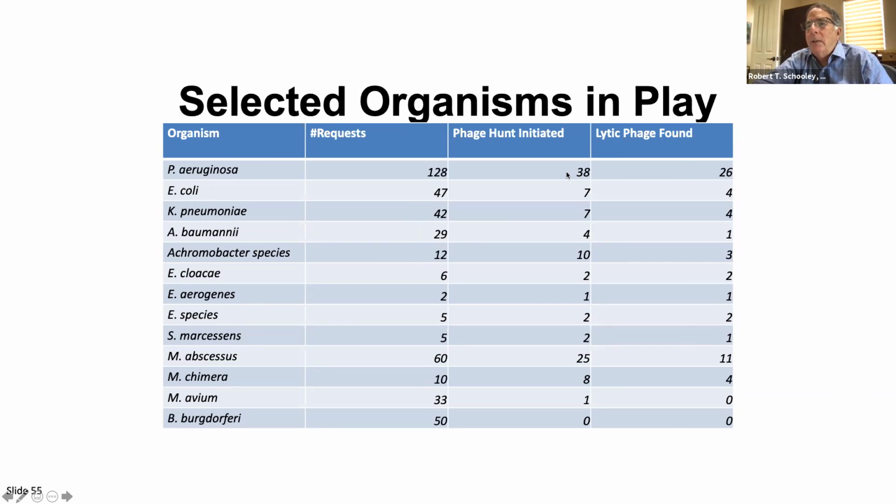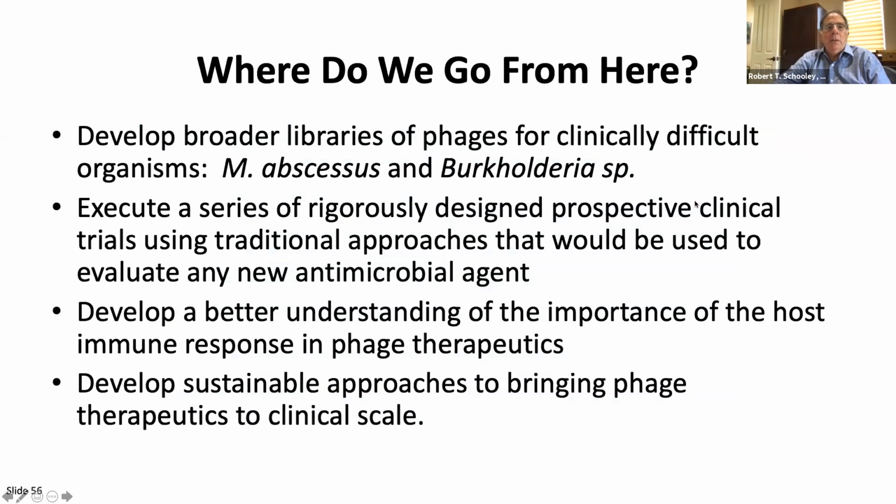And we do pretty well with organisms in which the phage library is relatively broad. So where do we go from here? Well, we obviously need broader libraries of phages. We were very lucky with the patient that I mentioned to you who had the M. abscessus infection. Graham now has thousands of phages, but only has been able to find phages that are active against about a third of the isolates that we confront in clinical medicine. He's trying to figure out how to broaden his library.